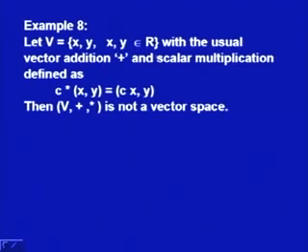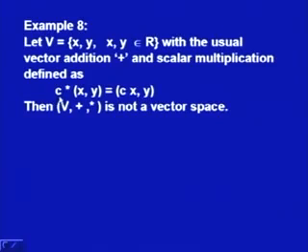Another example which is not a vector space. Now we take an example where x, y belong to R. So this is a pair (x, y), it's R² with the usual vector addition plus and scalar multiplication defined as c star (x, y) is equal to (cx, y). Now we are defining this scalar multiplication in a slightly different manner.